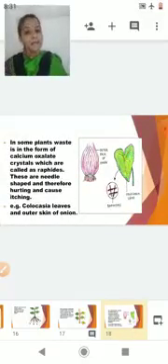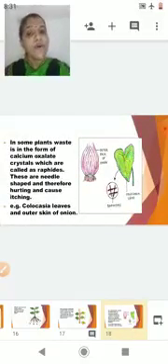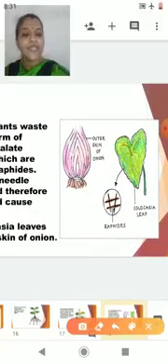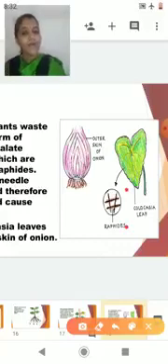Now in case of some plants, the waste is in the form of calcium oxalate, and the crystals of calcium oxalate are called raphides. So you can see the raphides here. This is the raphide. Here I am looking at it through the microscope. You can see the raphides are needle shaped, and these are the crystals of calcium oxalate.